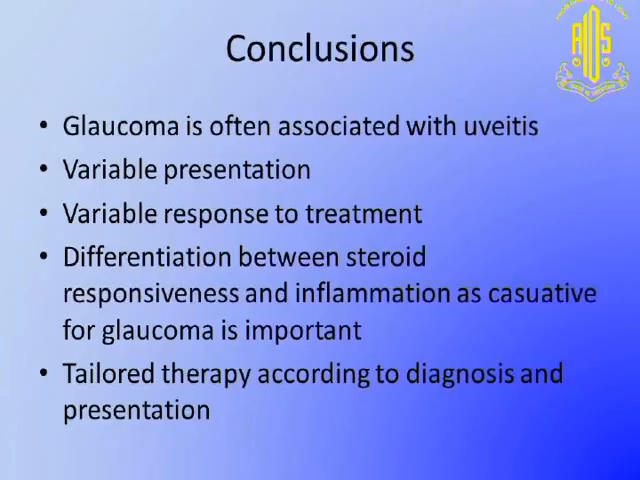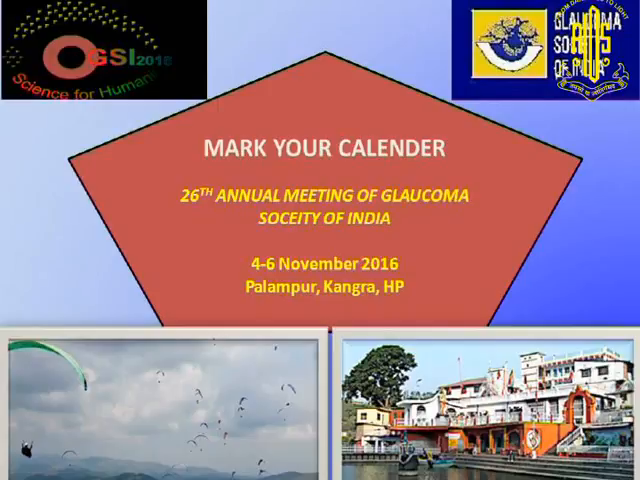So to conclude, glaucoma is often associated with uveitis, and the presentation could be quite variable. The response to treatment is variable. Differentiation between steroid response and inflammation could be tricky, but it should be tried. And therapy has to be tailored to the need of the patient. There's no one thing which will work for every patient, so you have to be careful with what drugs you use and what surgery you use.